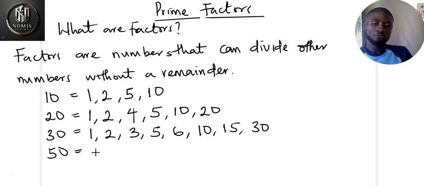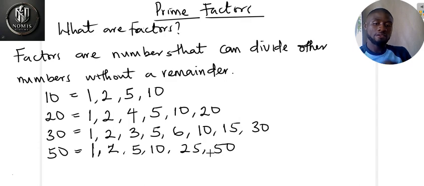Now let's check for 50. 1 is a factor. 2 is a factor. 3 is not a factor. 4 is not a factor. But 5 is a factor. 10 is a factor. 25 is the next factor. And lastly, 50 is a factor.